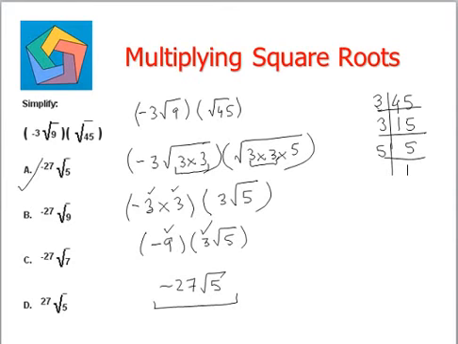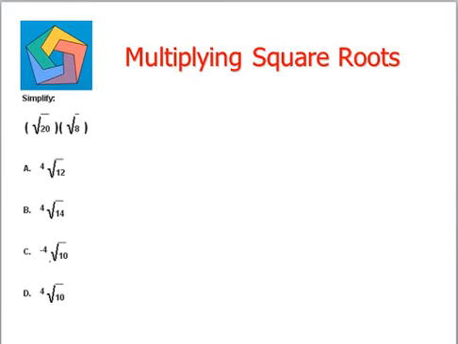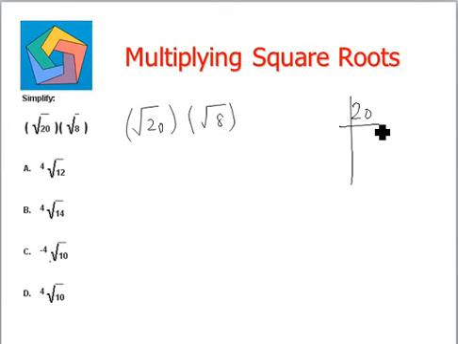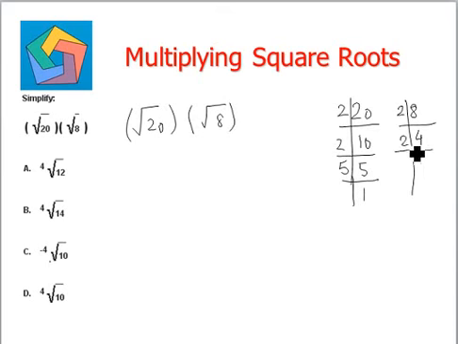Let's try the next question. Simplify square root of 20 times square root of 8. So let's factorize 20. 20 divided by 2 is 10. 10 divided by 2 is 5. 5 divided by 5 is 1. For 8, 8 divided by 2 is 4. 4 divided by 2 is 2. And 2 divided by 2 is 1.